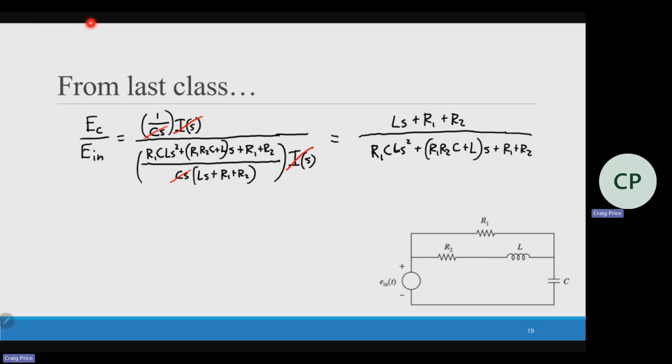So one thing to check, it's all positive, it's stable. Denominator is stable, that's good. It is second order. It actually involves every single component. It should. It should have all the R's, L's, and C's. So we can always double check our work with these kinds of problems.